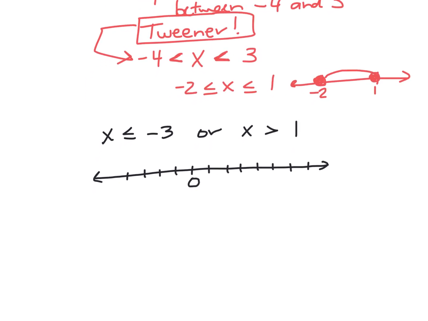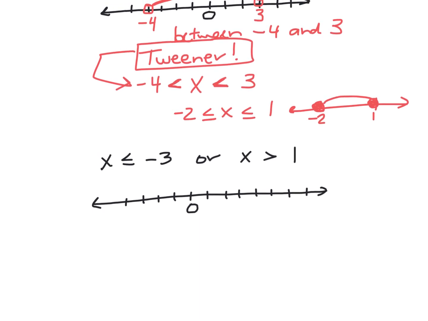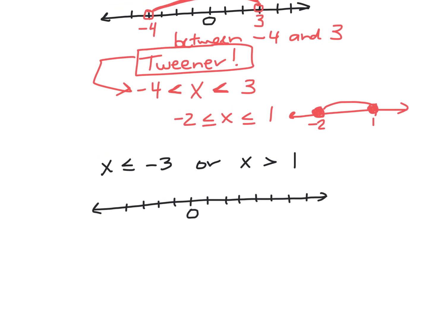All right, if we have an "or" statement, x is less than or equal to negative 3 or x is greater than 1. Now the key word is "or" here because there isn't any numbers that would be both of these. You can't be less than or equal to negative 3 and also greater than 1. So at negative 3, we're going to have a closed dot. And everything less than that. And at a positive 1, we're going to have an open dot, and everything greater than that.